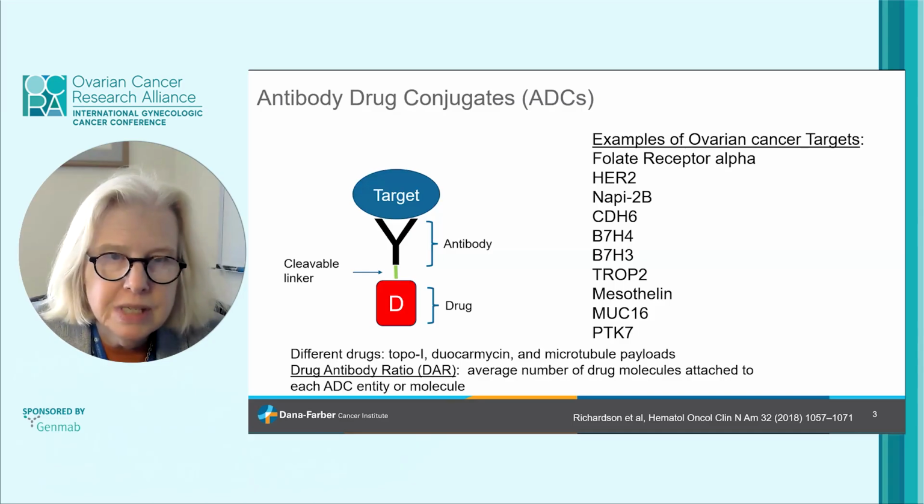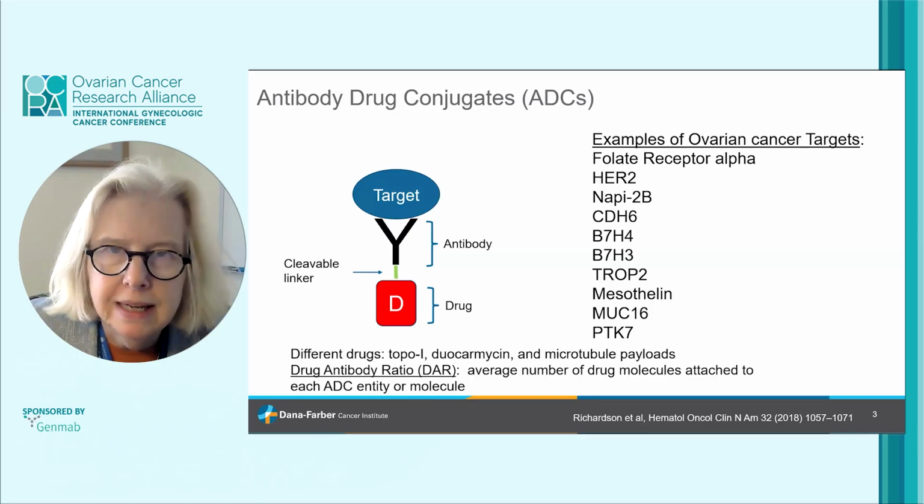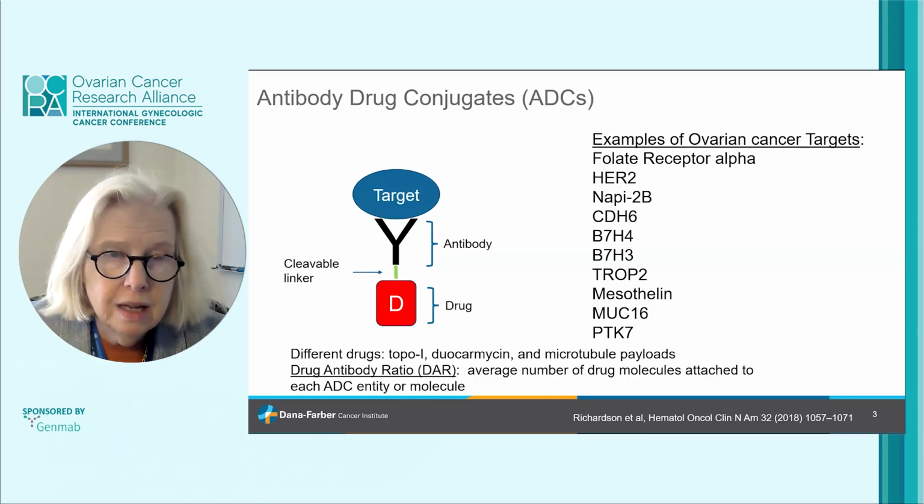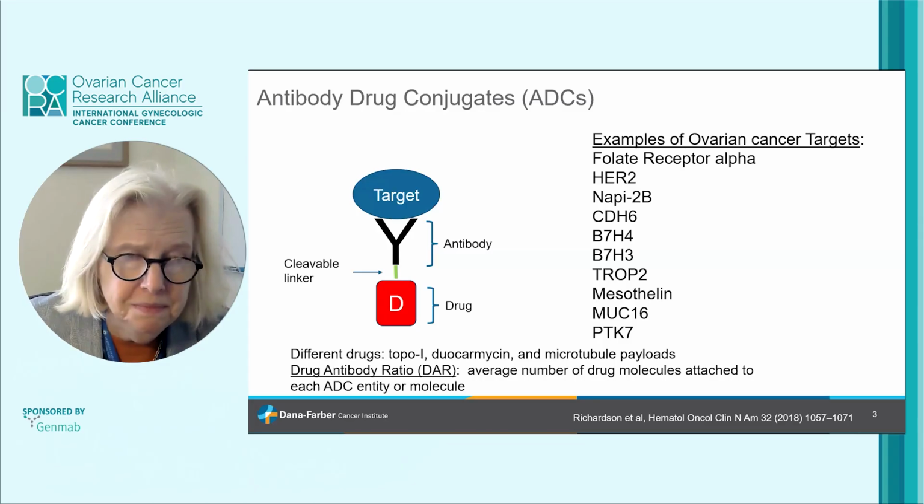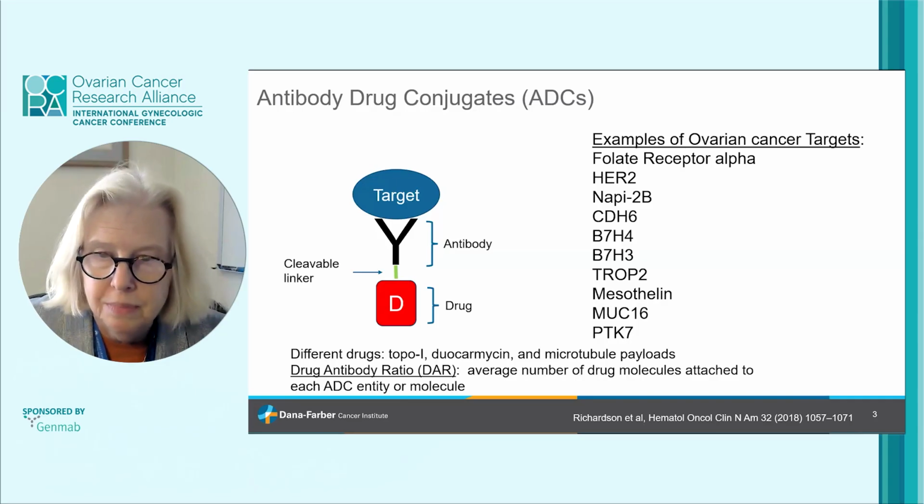On the right, you'll see examples of ovarian cancer targets that are being used to develop ADCs that are in clinical trials and that are coming down the clinical trial pike. The ones that you have probably heard of mostly are folate receptor alpha, or FOLR1, and HER2, but there are others. These are in no particular order of importance, but these are ones in clinical trial testing, from phase 1 through phase 3. So NaPi2b, CDH6, B7H4, B7H3, TROP-2, mesothelin, MUC16, PTK7, just to give you some examples.